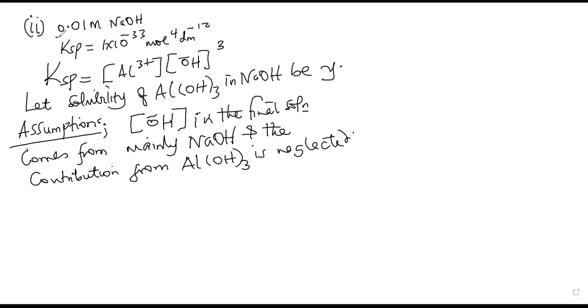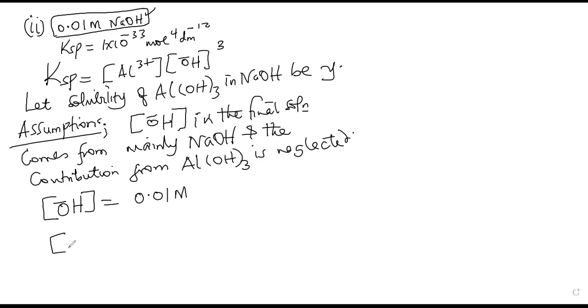What do I mean? We are given a substance that has a common ion, hydroxide. So we assume that the concentration of hydroxide ions in the final solution is from sodium hydroxide. Therefore, the contribution from aluminum hydroxide is neglected, implying that the concentration of OH in this particular case will be 0.01 molar, because we have assumed that it comes from the introduced substance.